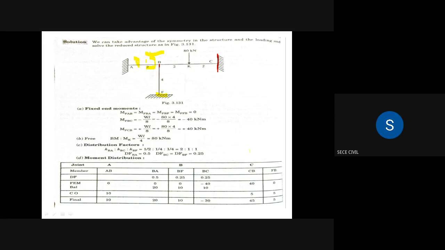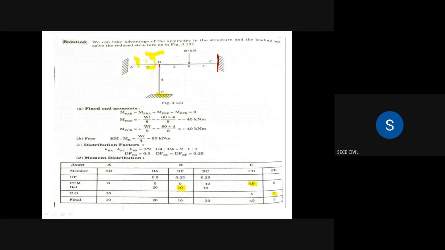Joint C is a fixed support, so we will have a fixed end moment of 40, and we are not touching this 40. Similarly, joint F is a fixed support, and we will have a moment at this support. Where we apply any moment at BF, half of the moment carries over to FB. Here we applied 10 kilonewton meter for balancing at BF, so half carries over to FB: 10 divided by 2 is 5.